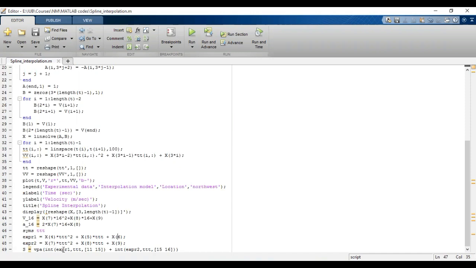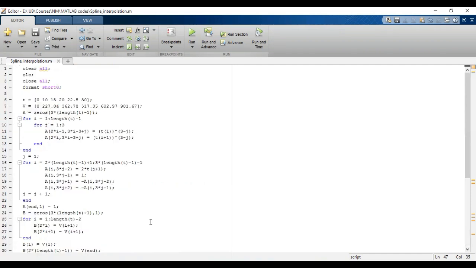So the integration is carried out using this integration command. So this is the integration of the first expression with respect to t, and it is actually integrated from t equal to 11 to 15. So this is the second expression, and it is from 15 to 16. So now let's run this code.